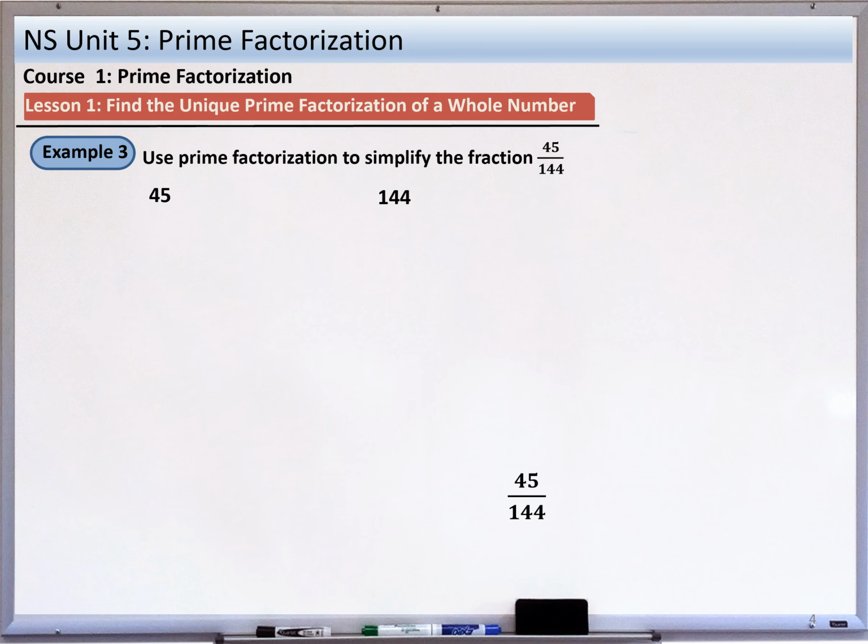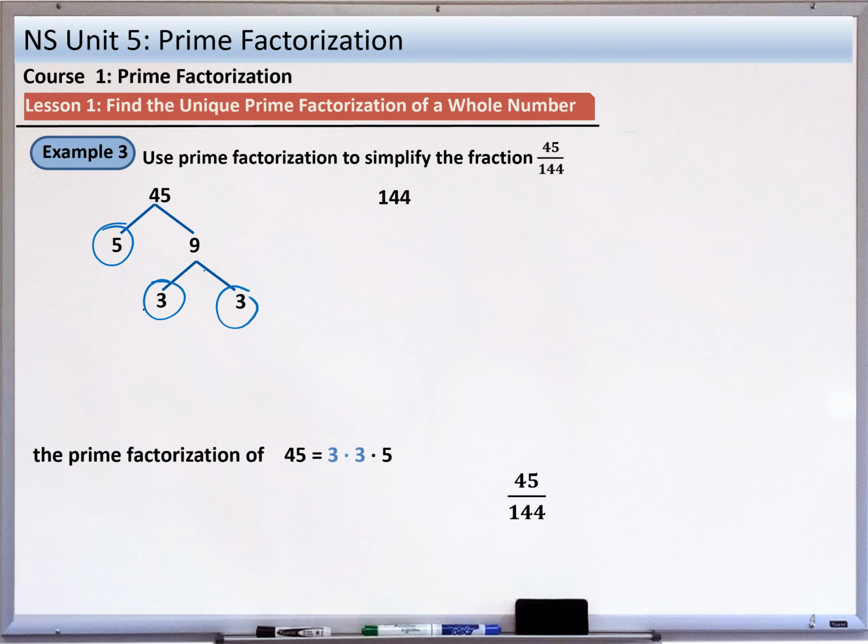Okay, so how can we use this prime factorization? Well, let's say we wanted to simplify the fraction 45/144. We can find the prime factorization of each number and then find a common factor. So the prime factorization of 45: 5 times 9 is 45. 3 times 3 is 9. Prime, prime, prime. So the prime factorization of 45 is 3 times 3 times 5.